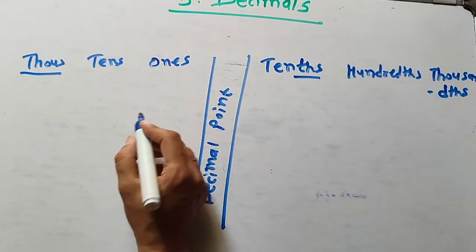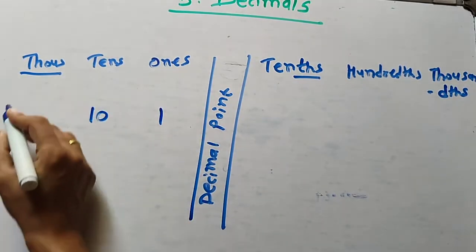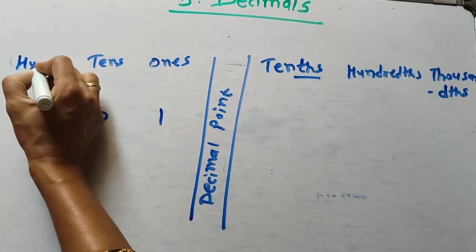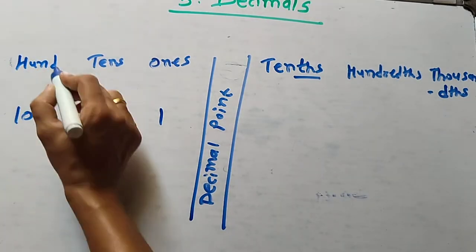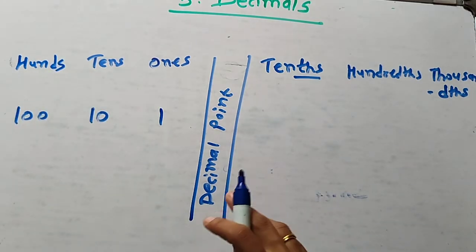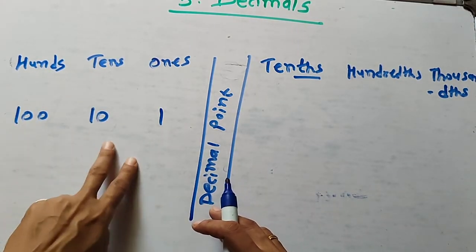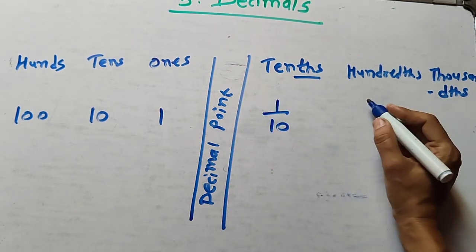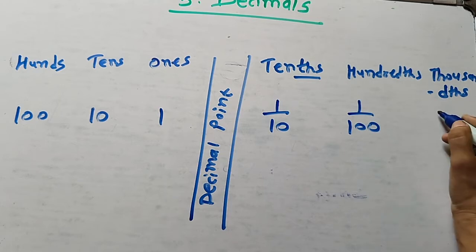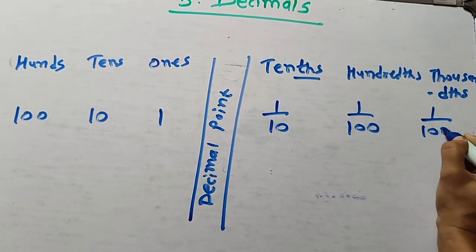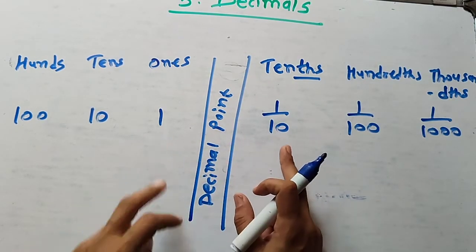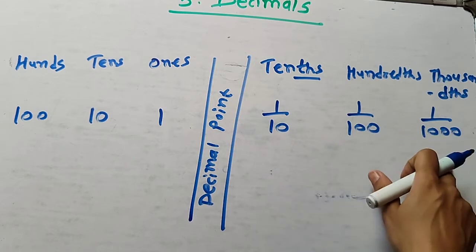So ones place, you know, this is 1, then 10 and this is 100, sorry, hundreds. And after that 1000, 10,000. How to write the tenths place? 1 upon 10. How to write the hundredths place? 1 upon 100. How to write the thousandths? 1 upon 1000. These are the places when we move to the right side of the ones place. So here we get tenths, hundredths and thousandths.